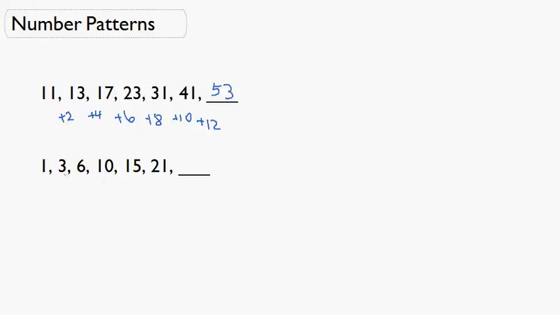Here's another example. We have 1, 3, 6, 10, 15, 21. Again, you're not multiplying by the same thing each time, and you're not dividing or subtracting or adding the same thing each time. So let's take a look at the common differences again. So 1 plus 2 is 3. 3 plus 3 is 6. The common difference here is plus 4.